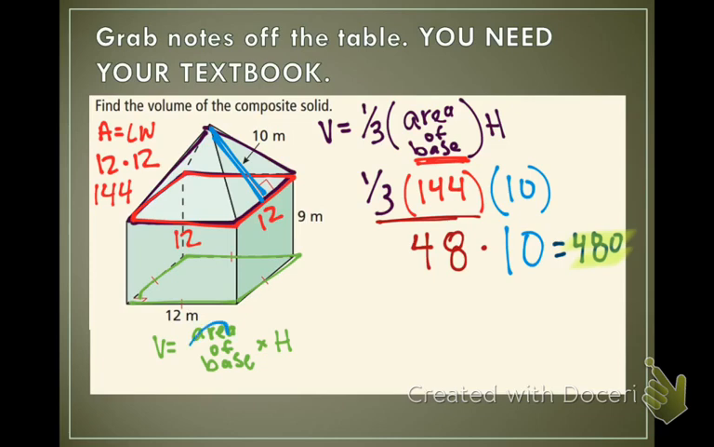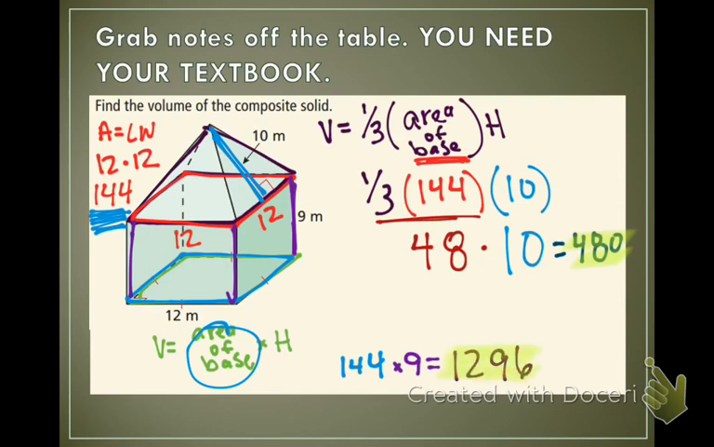So what shape is the base? Still a square, and it's still 12 by 12. So what is the area of the base? 144. Times the height of the prism only, so 9.